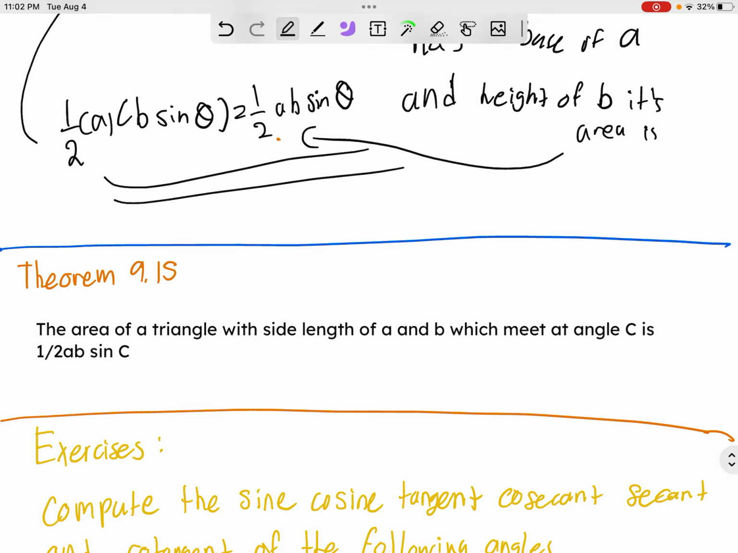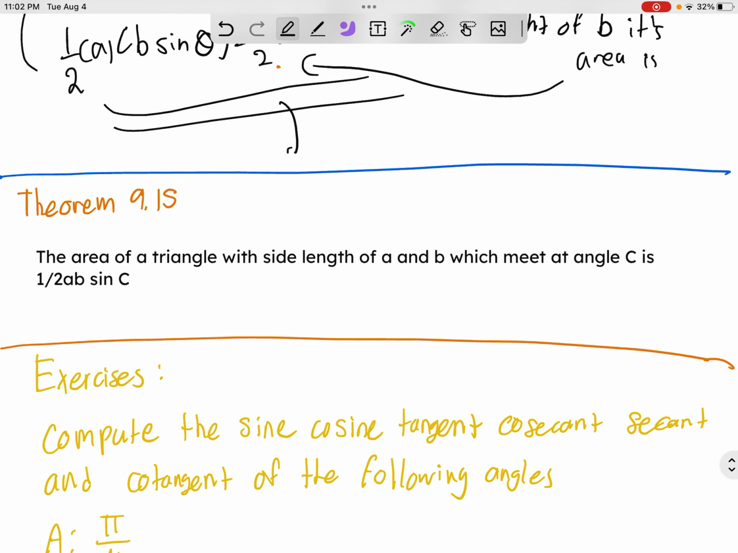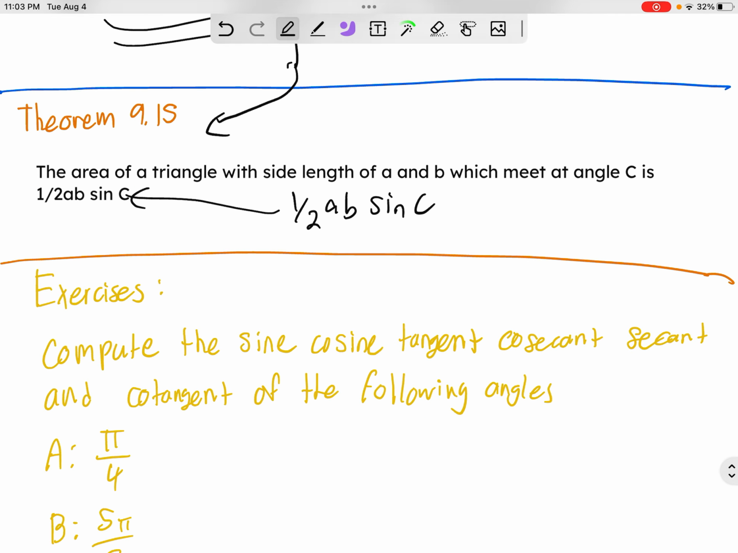but it comes from theorem 9.15. Okay, it's just this. If we have a triangle with side lengths of A and B, which meet at an angle C, the area is 1/2 AB sine C. Okay, this is all it's saying. Then we'll move on to exercises.